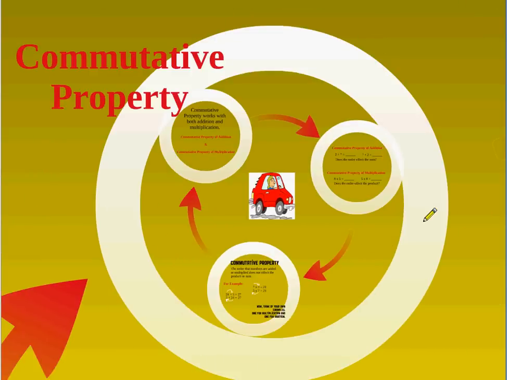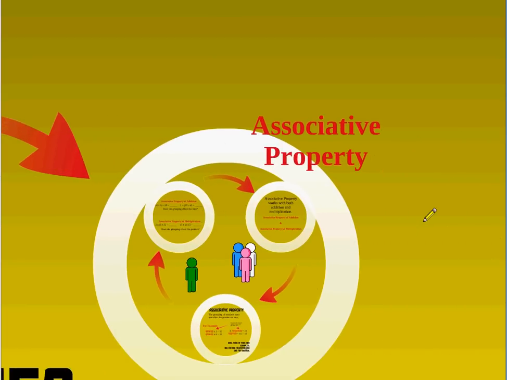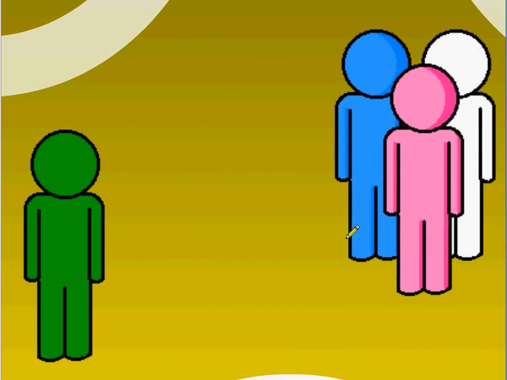Alright, let's go on. We finished with the commutative property. Let's go on to the associative property. And if you look at the word associative, again, you see another word, associate. And I don't know if you guys use this word, but when I was in middle school, if I didn't like someone, I would say, I don't associate with her. I don't associate with him, which means what? I don't hang out with that person, right? So if you look here, the green guy, he's not associating with the rest of the group, right?